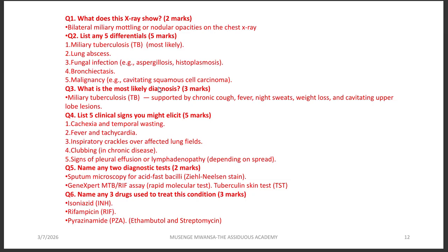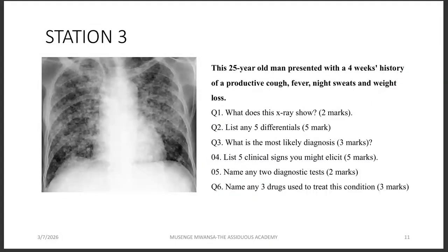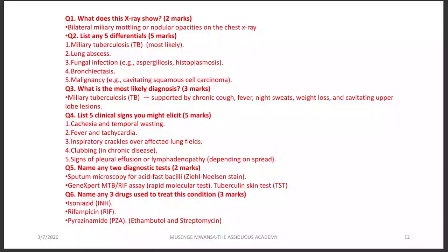Like this cavitating squamous cell carcinoma. Please also know the non-infectious causes. Okay, what is the most likely diagnosis? So in this case, the patient has a 4 weeks history of productive cough, fever, night sweats, and weight loss. So what would be the most likely diagnosis? Very good. That's miliary TB.